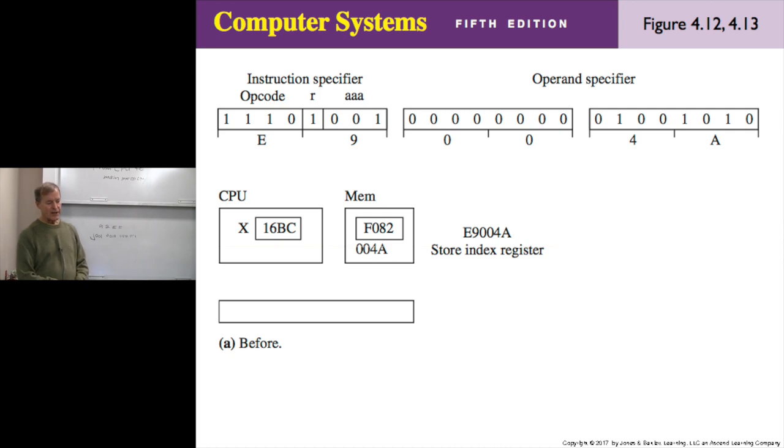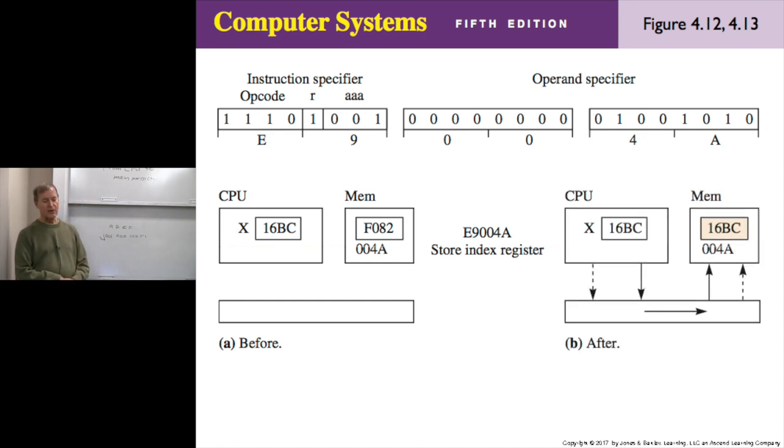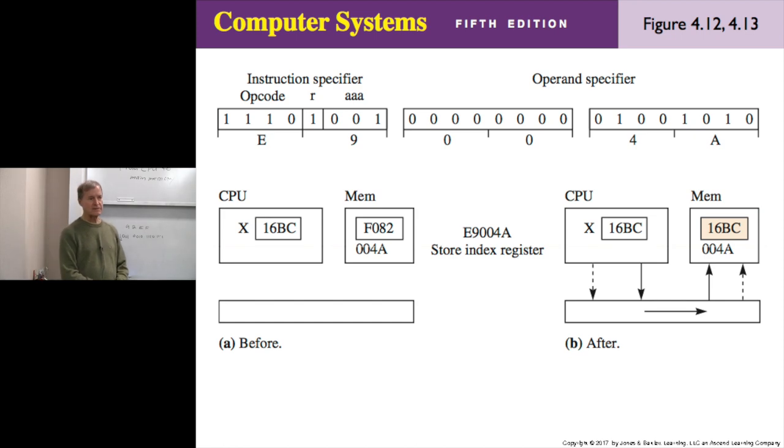So any predictions? Here again, 004A is the operand specifier, and for direct addressing, that is the address in memory of where the operand goes. So when we do store, if we store the index register, and this is before, what's going to be the after? In memory, the value of address 004A is 16BC. That is exactly correct. Now I ask you again, what is the address of the byte 16? Correct, it's 004A. And what is the address of the byte BC? 004B. So the instruction tells it the first byte of the two bytes of where it goes, but it actually puts it at 004A and 004B because it's putting two bytes in. Is everybody clear? Are we good?